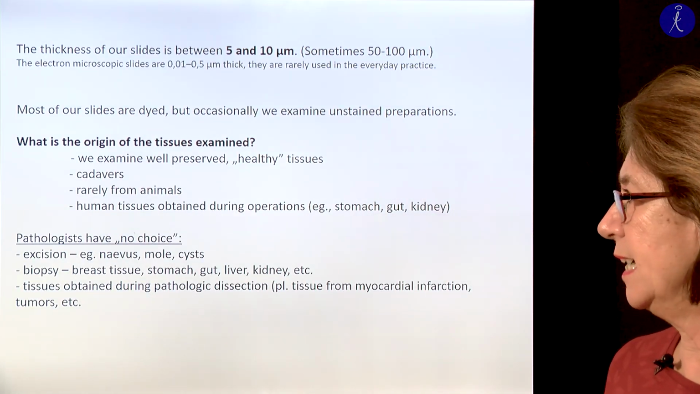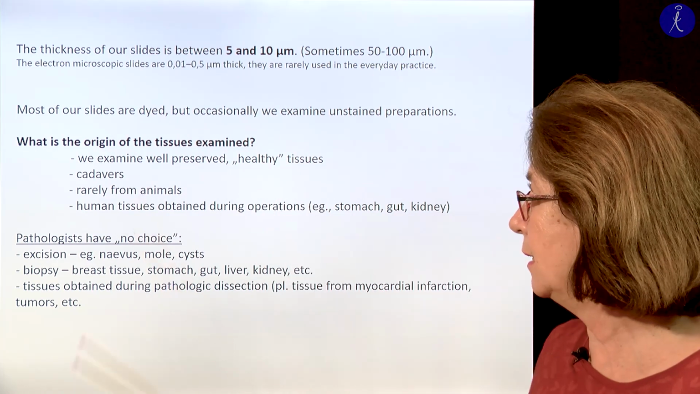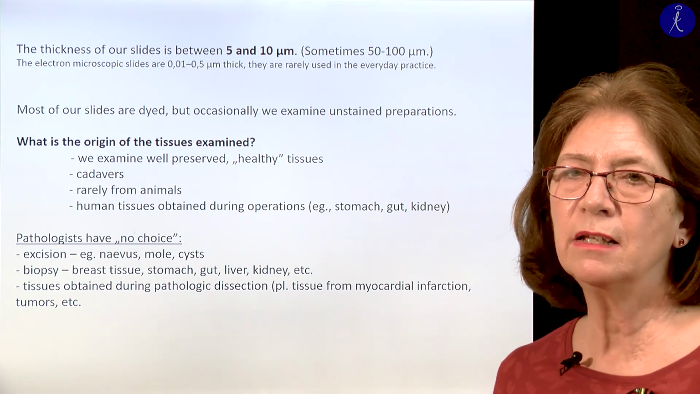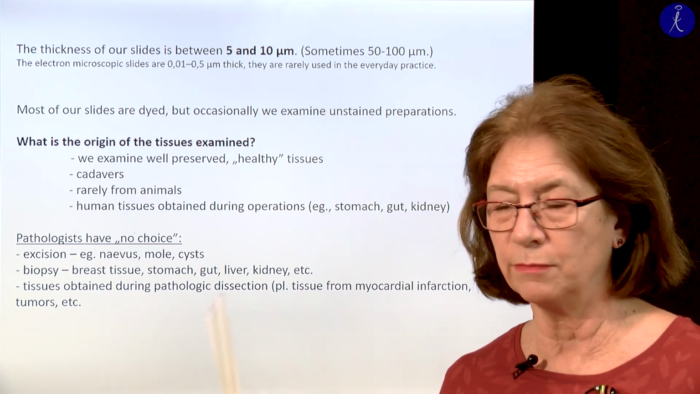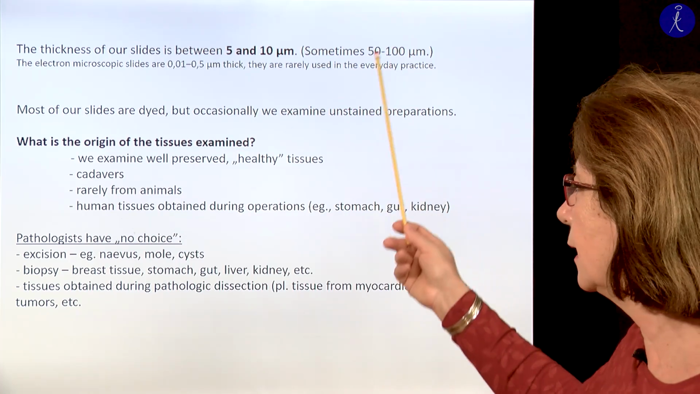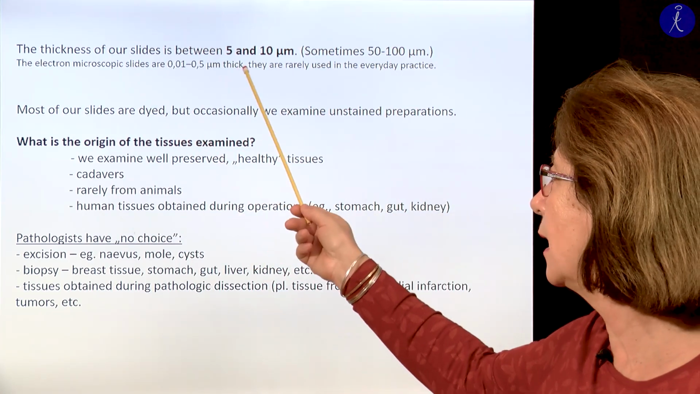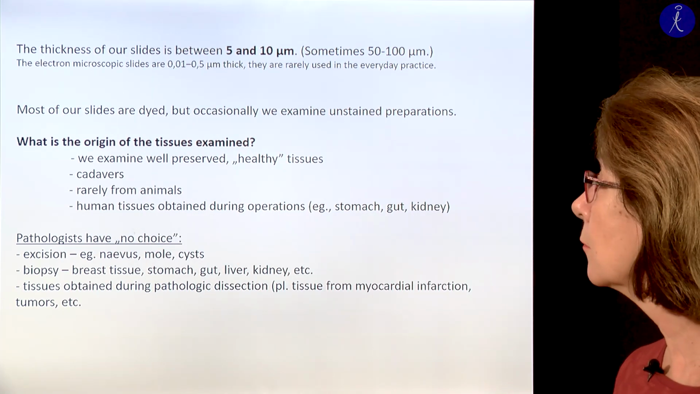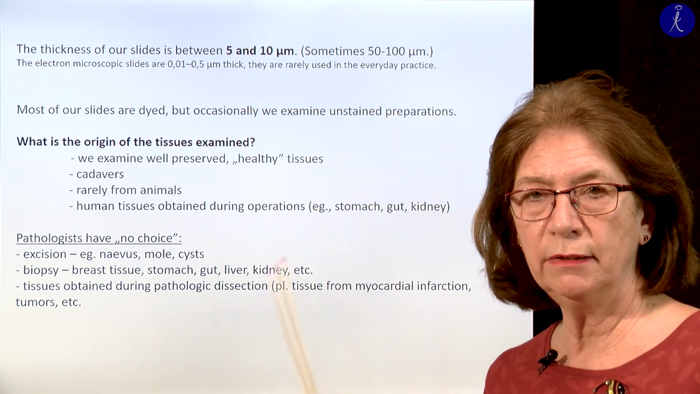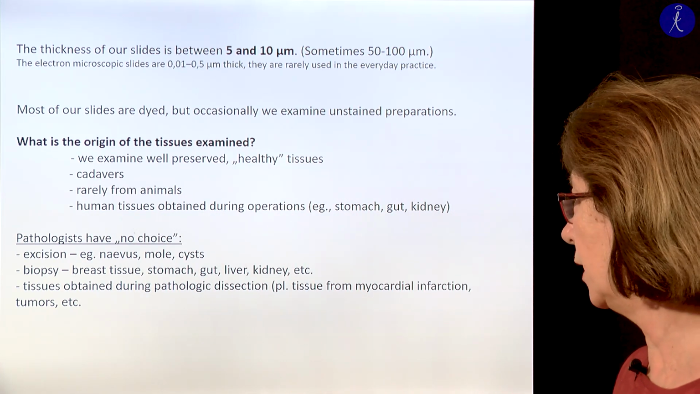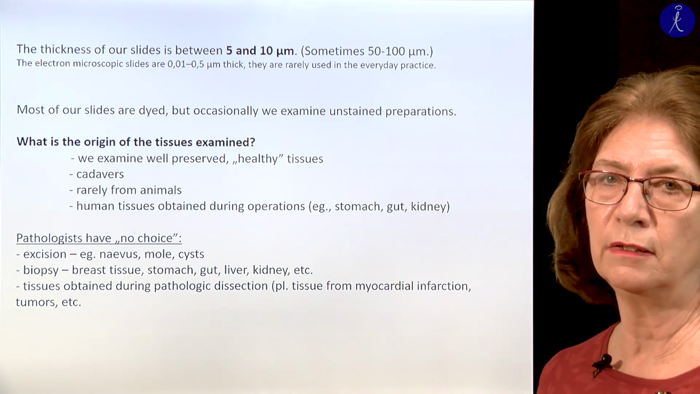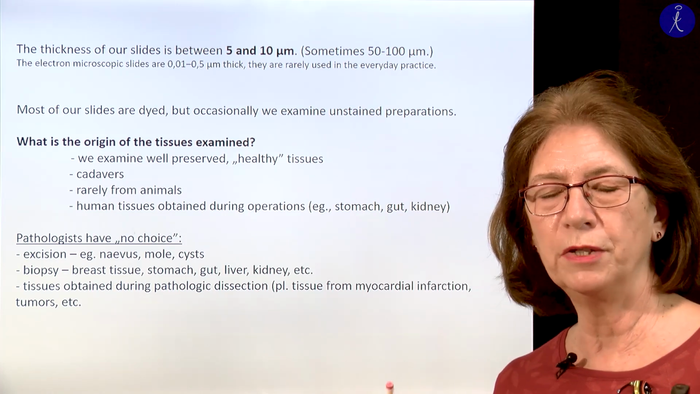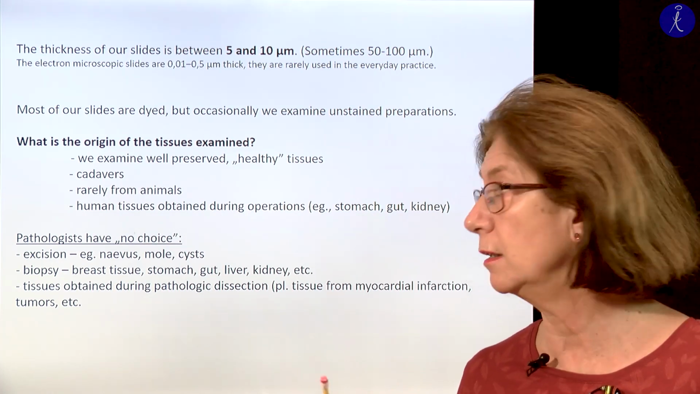Okay, so what yet about our slides? The thickness of our slides is usually between 5 and 10 micrometers. Rarely, mostly in the nervous system slides, we use also thicker slides. The electron microscopic slides are much thinner, but as I told you, we show you those only on photographs. Most of our slides are dyed, but occasionally we will use native preparations, like with the pigmented epithelium, which contains melanin, or you can see the color of the melanocytes because they have the native color.